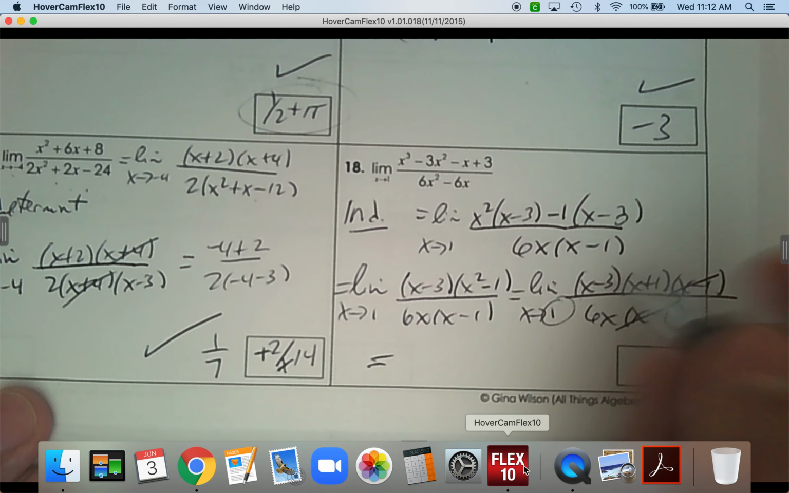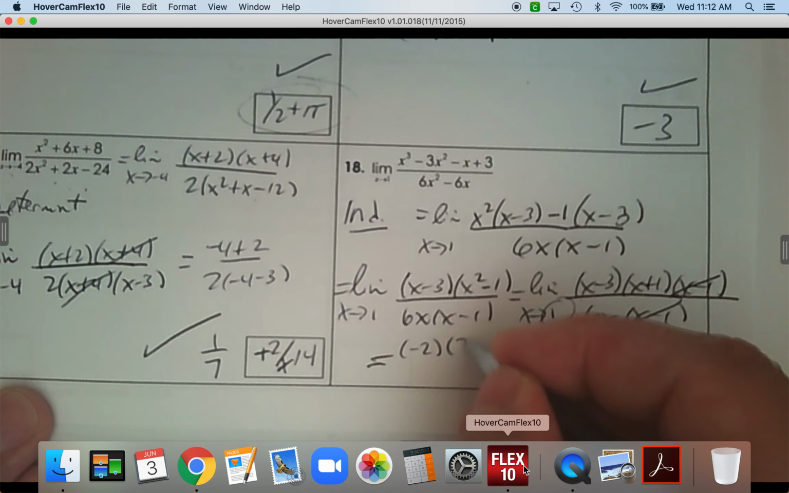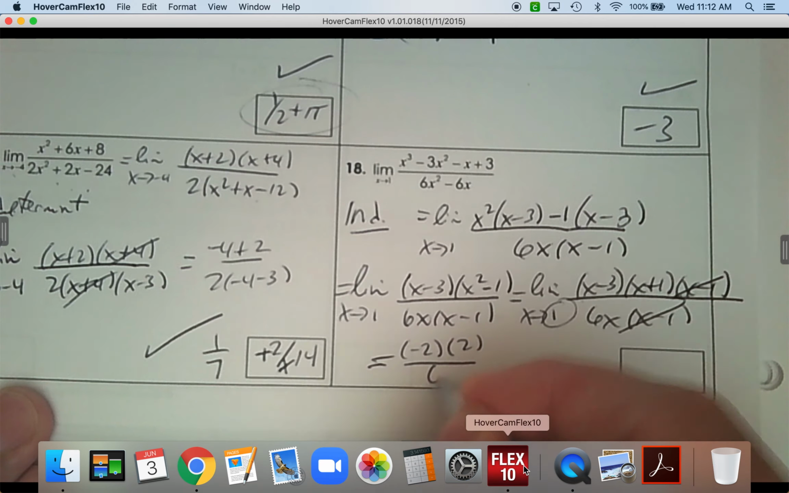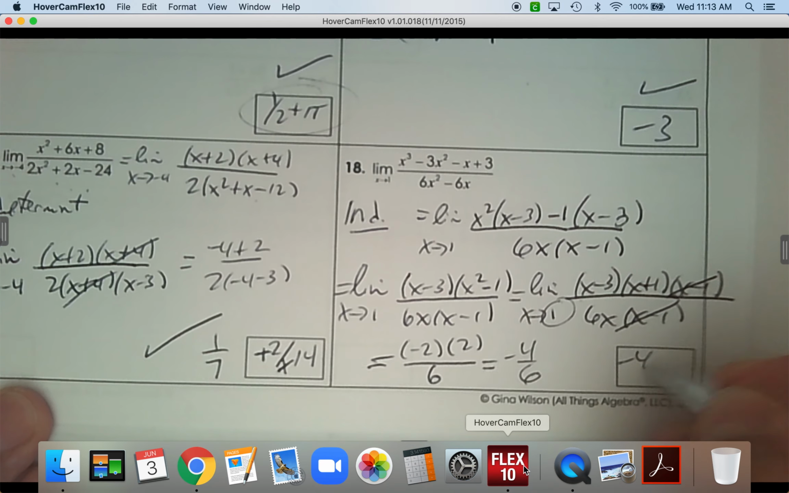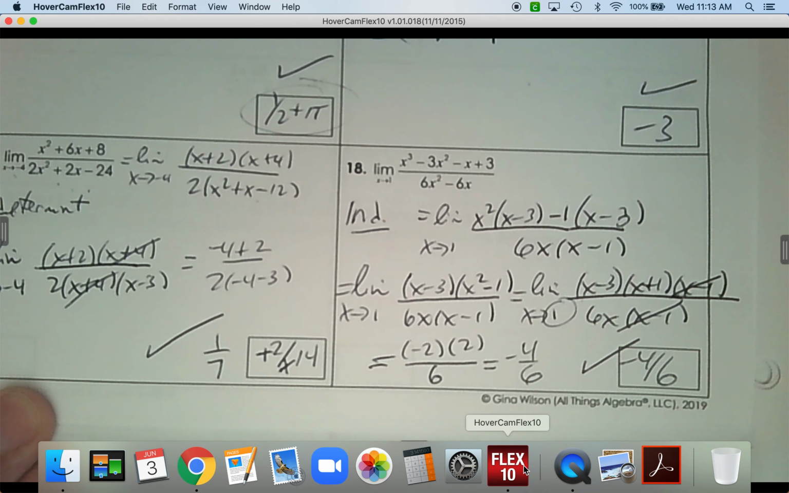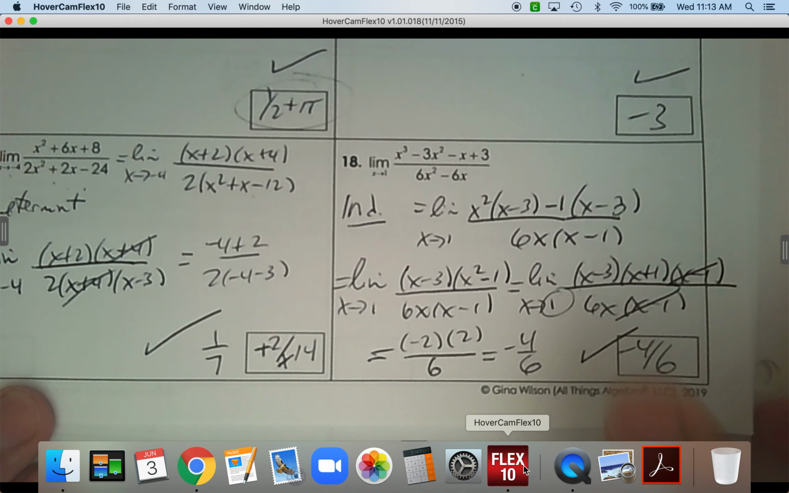So when you plug in 1, you get negative 2. Plug in 1, you get 2. Plug in 1, you get 6. So you can reduce it down or leave it as is. Negative 4 over 6 or negative 2/3. And you have your answer. So again, add up your check marks so you know what your score is.